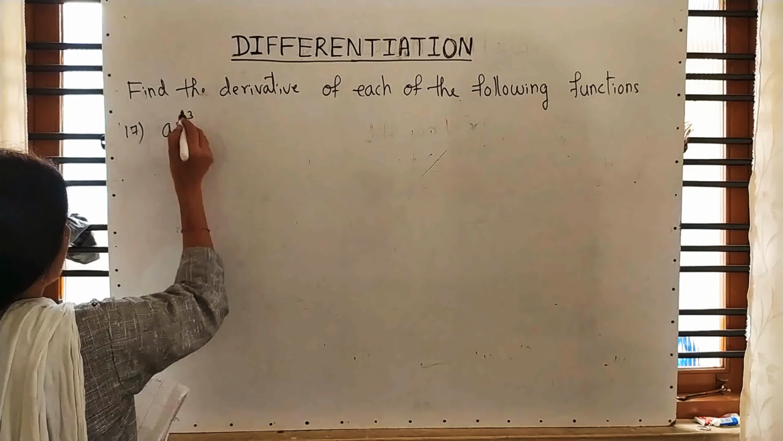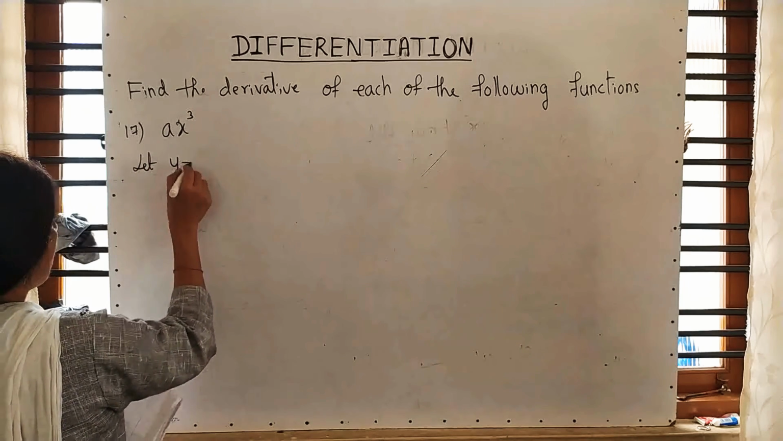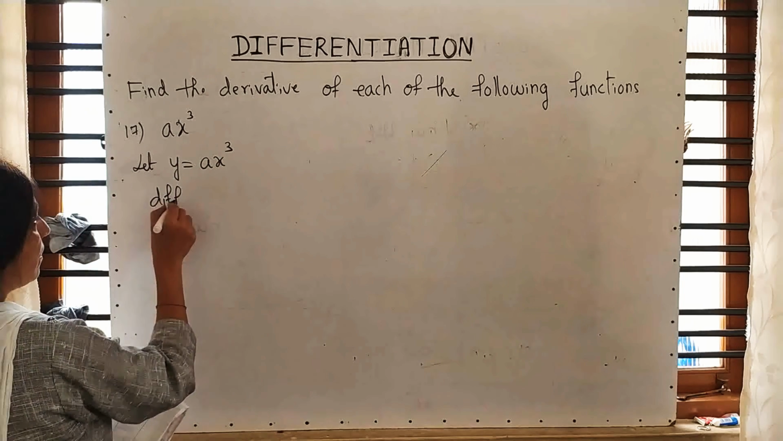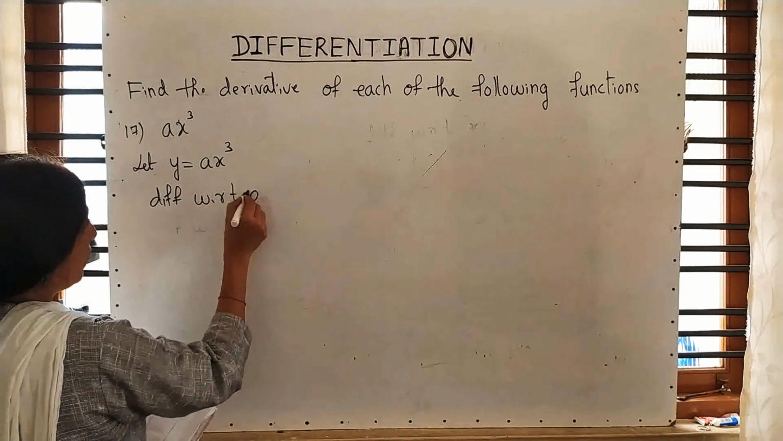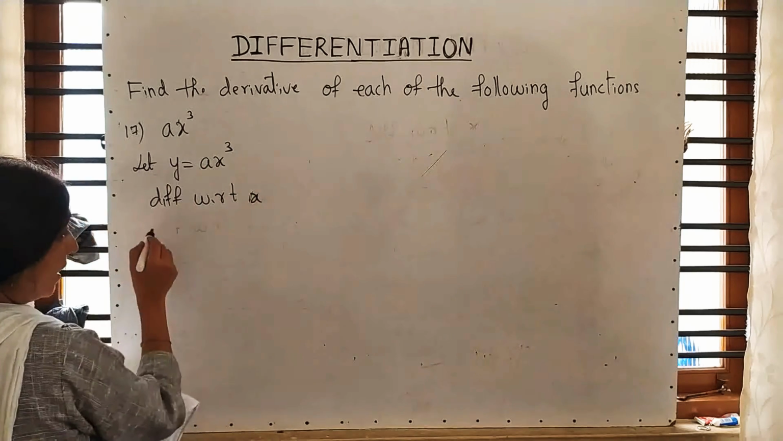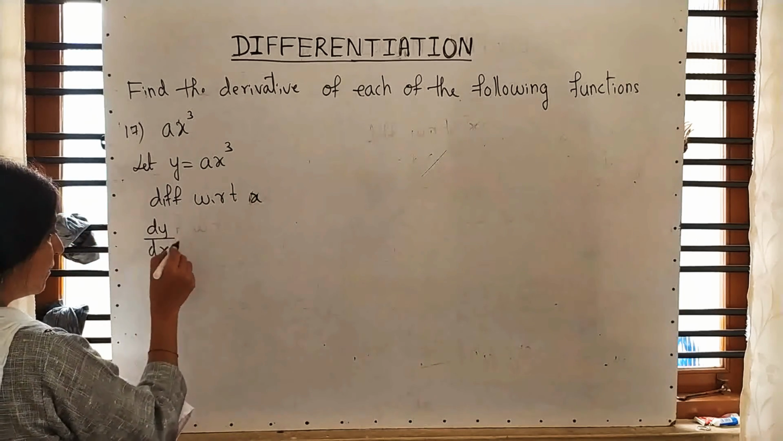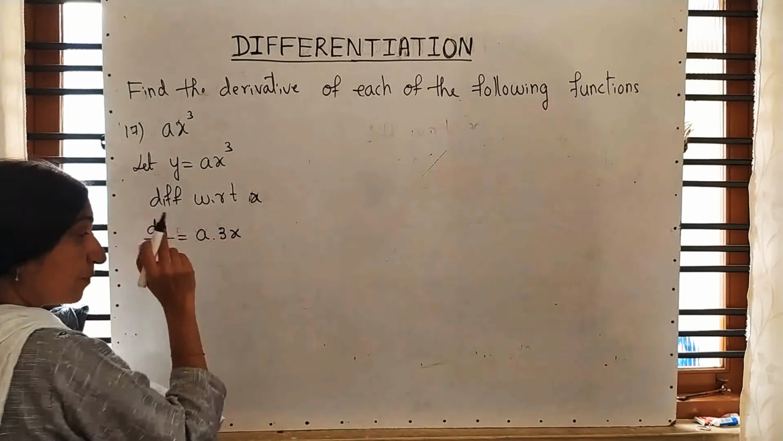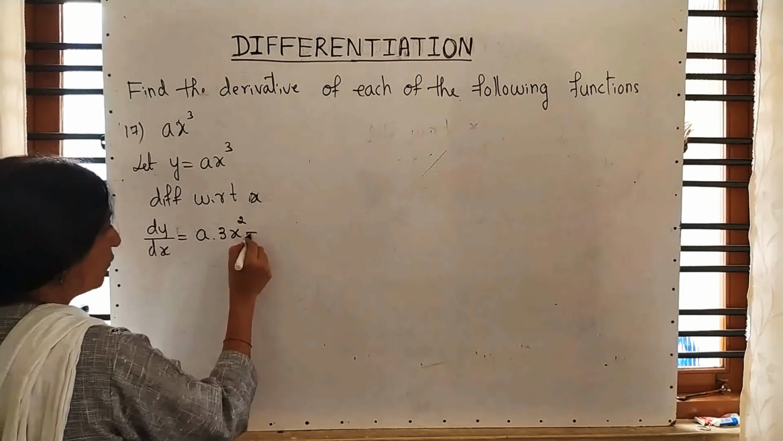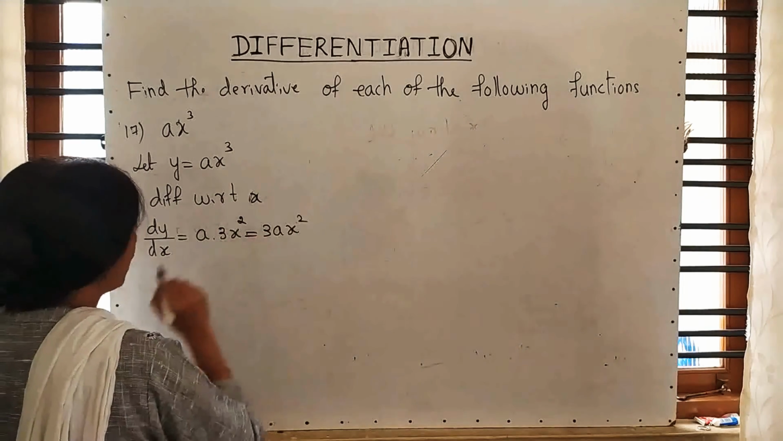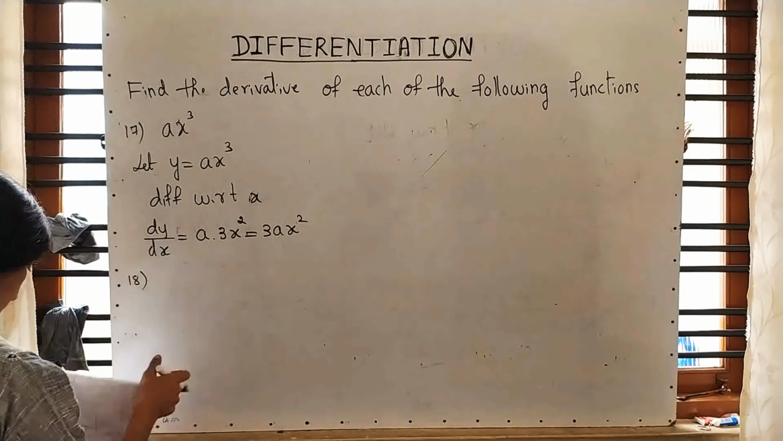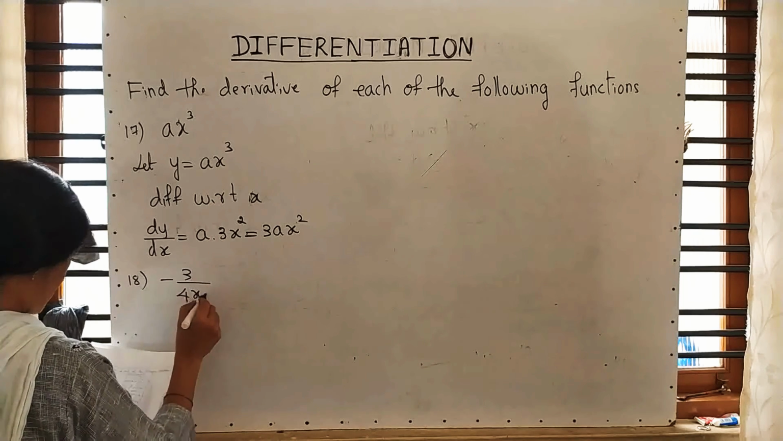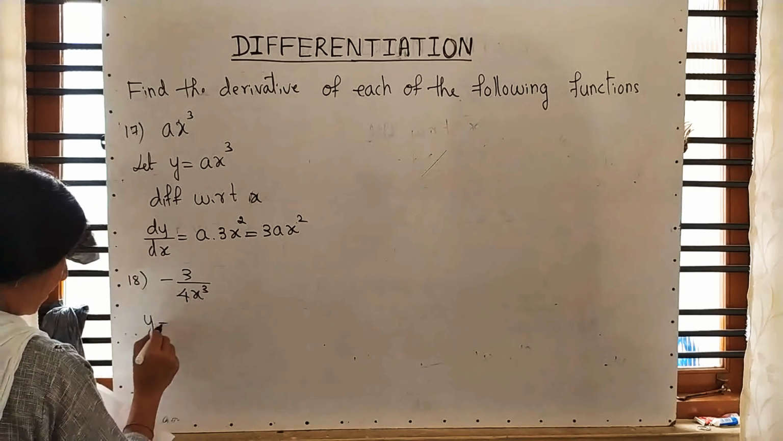A into x cube here. Let y is equal to ax cube. Differentiating with respect to x. See, a we are treating as a constant. A as it is. What is the differentiation of x cube? 3 into x to the power 3 minus 1. That is 2. If you want, you can make a small change and you can write like this. Same thing.